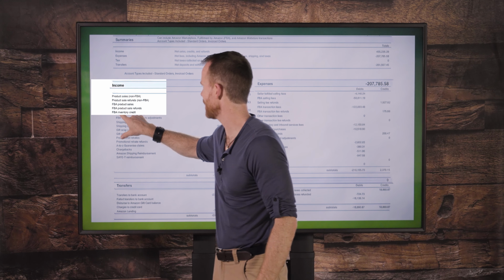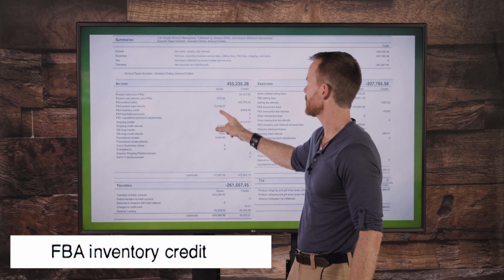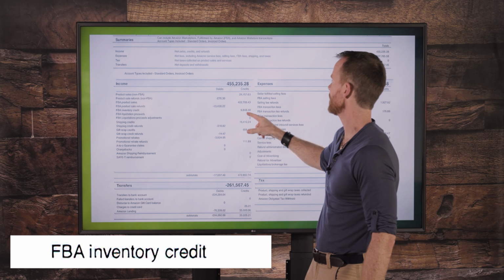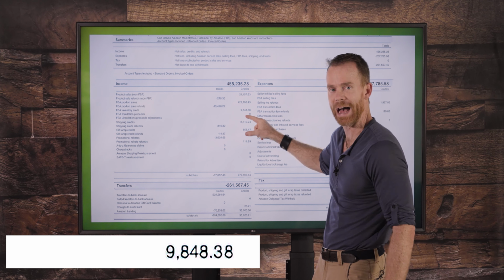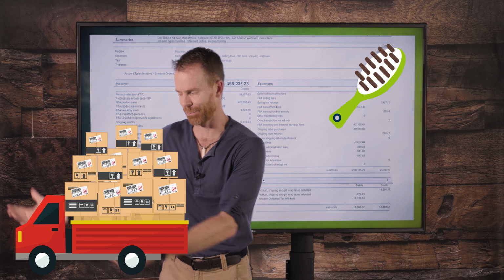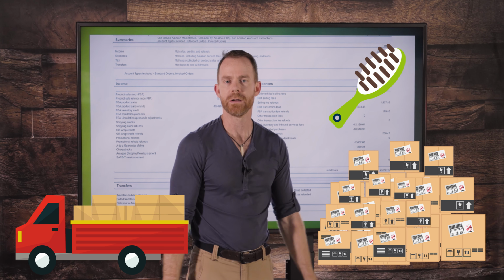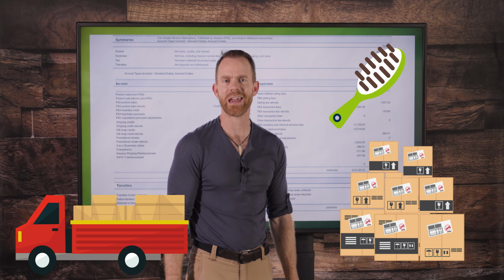The next line item is FBA Inventory Credit. Notice on FBA Inventory Credit, this is a credit to your account. For example, let's just say you're selling hairbrushes and the supplier ships it into Amazon's fulfillment center and you shipped in 1,000, but you notice there's only 800.